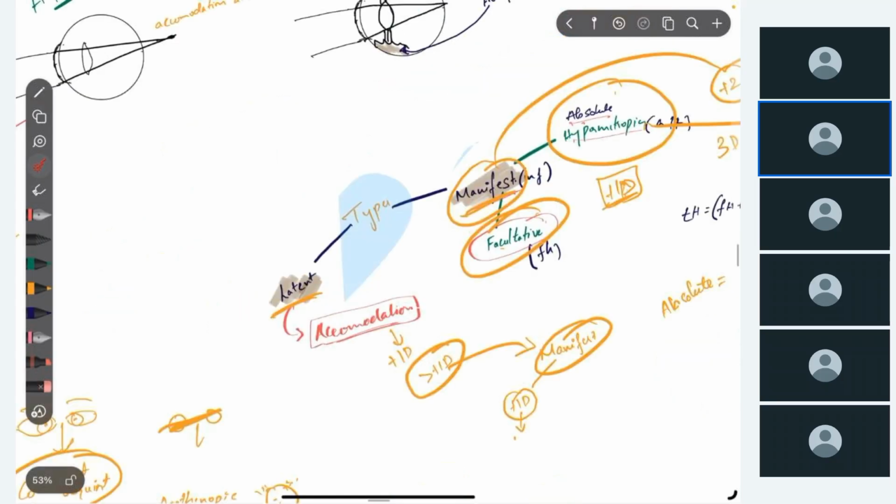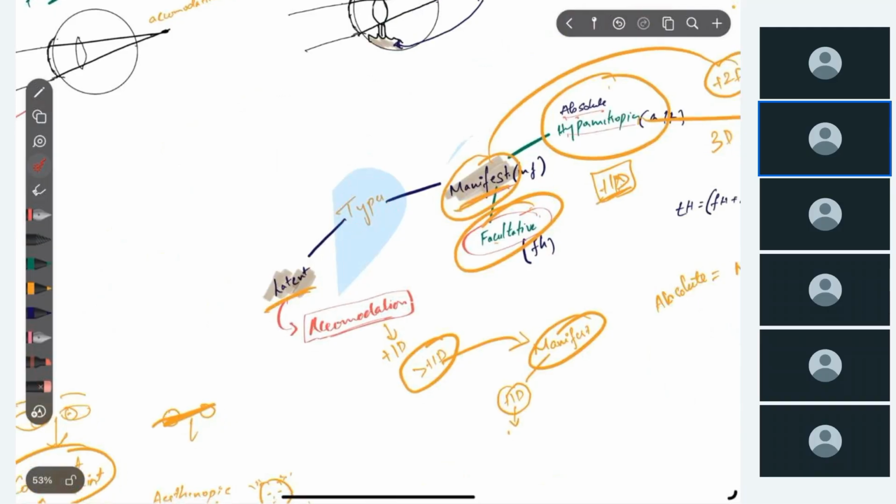And then types. There are two types, latent and manifest. Latent is where the patient has hypermetropia, but his accommodation reflex is taking care of it. So he is not presenting to you with the problem of blurred vision. He may present to you with problems of asthenopia, that is eye pain and headache. And there is manifest. Here the patient will present to you with eye pain, headache, along with that, he will present to you with blurring of vision.